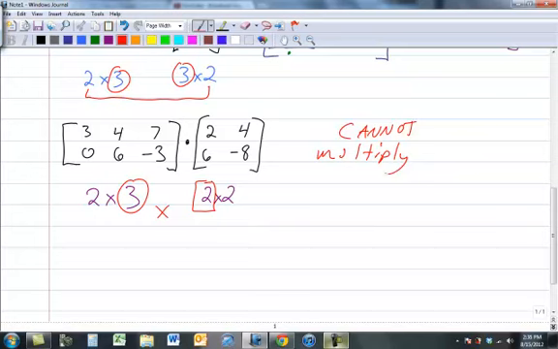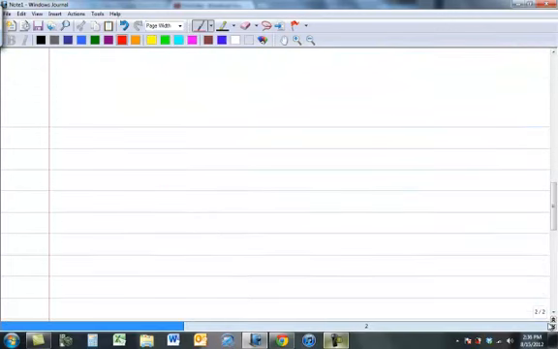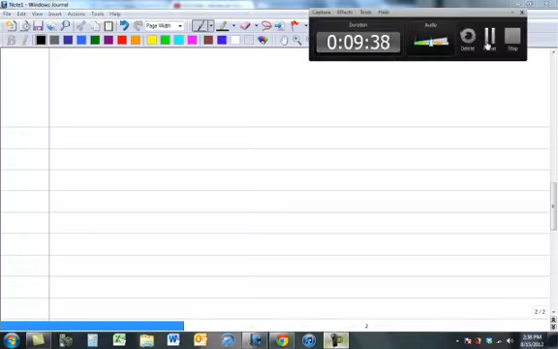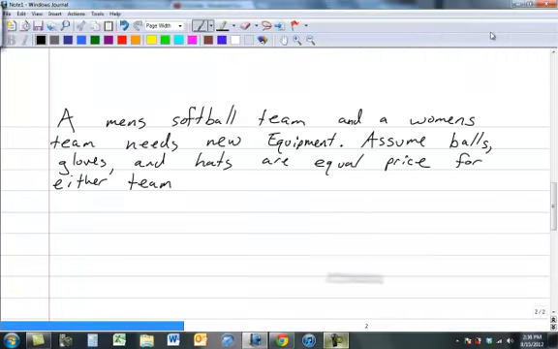All right, let's try another one. In fact, instead of another one, let's talk about why we multiply in this weird and wonky way. I'm going to pause this. You write down this word problem. A men's softball team and a women's softball team need new equipment. Assume the balls, gloves, and hats are equal price for either team.